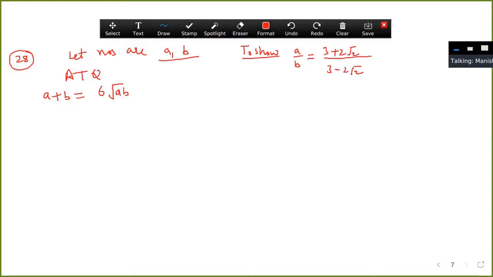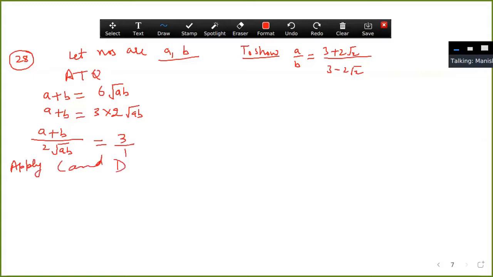Suppose A plus B is equal to 3 multiplied by 2 root AB. You can write this line. Now you can rearrange the statement like this. Shift the 2 root AB to the denominator of the left hand side, and this is 3 upon 1. Now I think you have studied the method that is componendo and dividendo rule. The componendo and dividendo rule, you have to apply here.